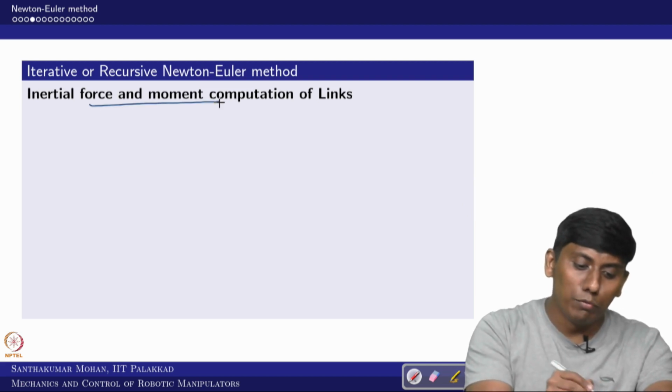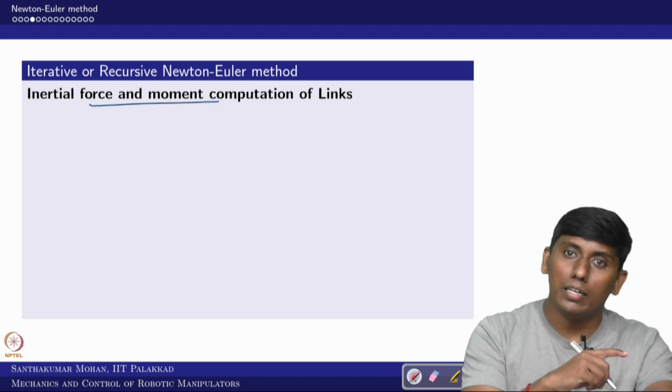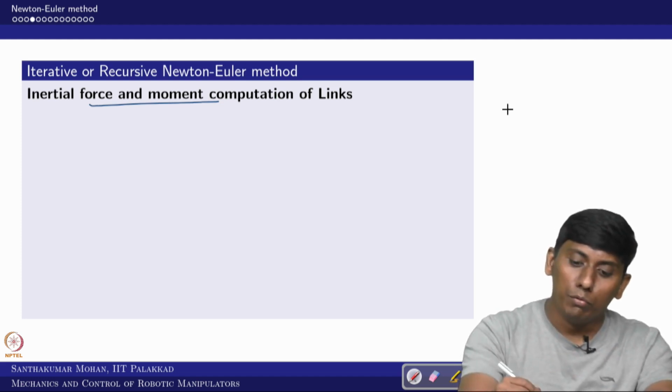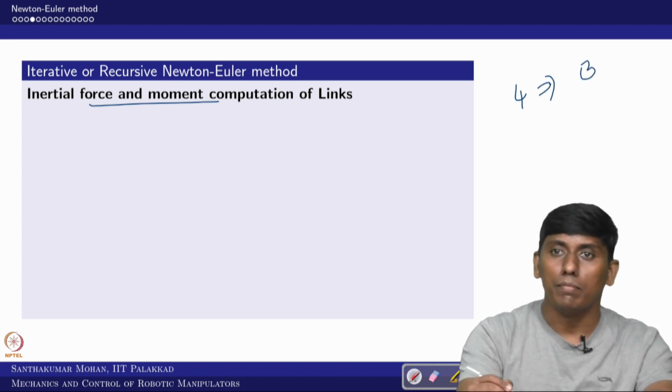So, you can see the inertial force and moment computation of a link. So far what we have calculated is for joints, please be clear. This one is for the link. So, if you have 4 joints, how many links would there be? Only 3 links would be there, right, because including the ground it is 4. So, in the middle there would be 3 links.